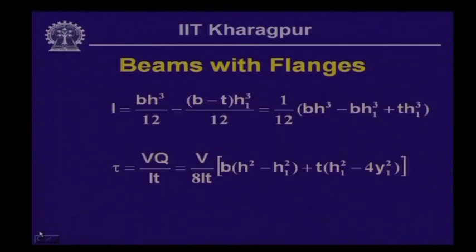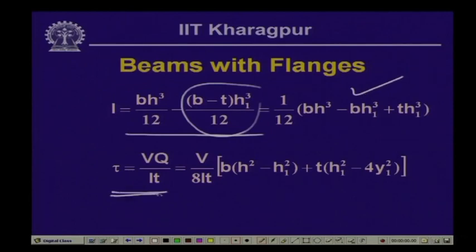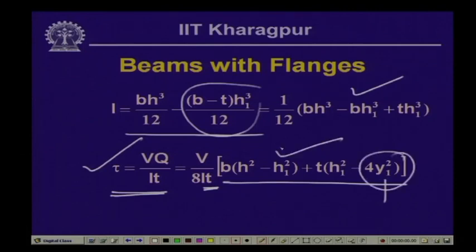Well, these are the values of I of the cross section, which is bh cubed by 12 for the whole section, minus the two sides of it, (b minus t) h1 cubed by 12. So, this is the value of the moment of inertia I, and thereby the shearing stress tau is equal to Vq by It, where t is the width of the web part and q is the first moment of the section above the neutral axis. This is the shearing stress that we are going to get. And since y1 varies, we get the variation from the bottom part to the top part.